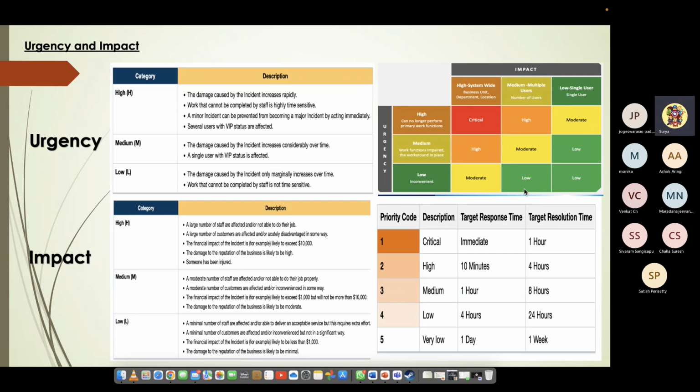This is all the operations that fall under service desk. But you should be capable enough to identify, by going through an incident, whether it is a major incident or not.